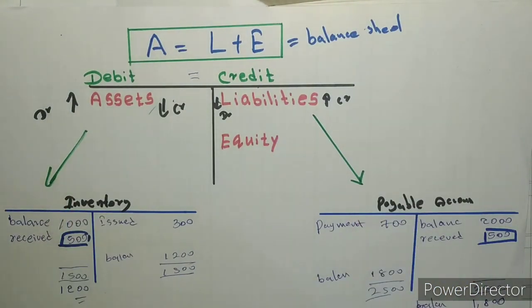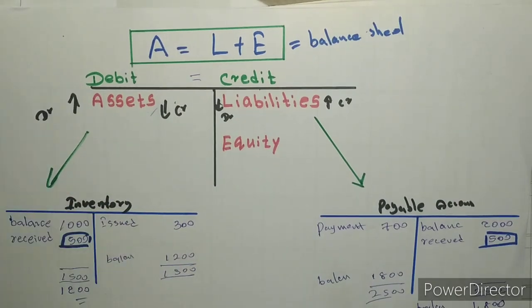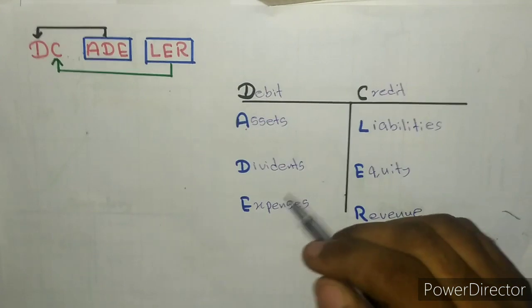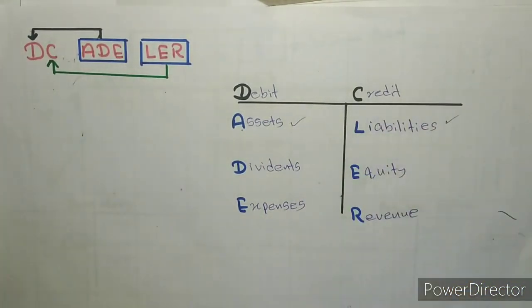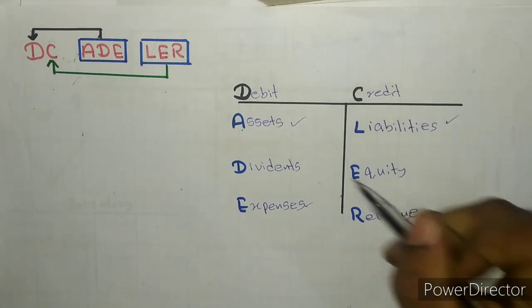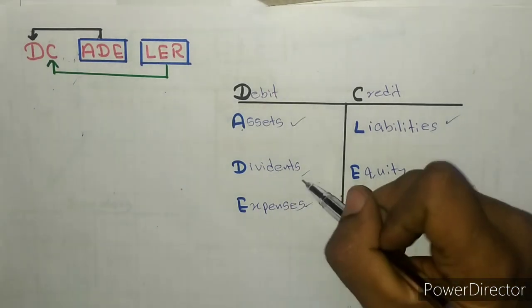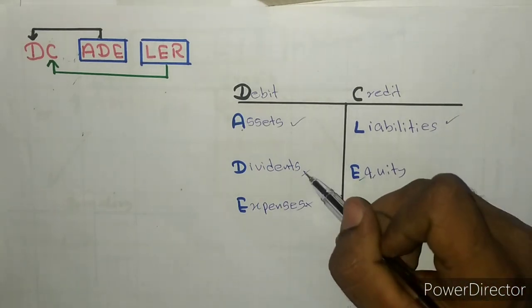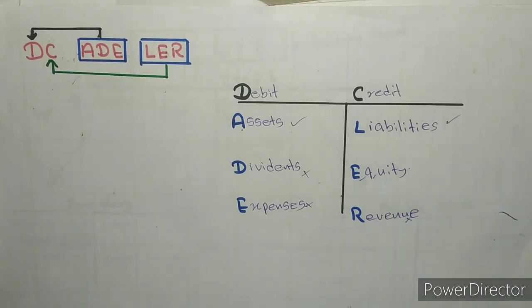Now for the second half of the DEALER concept. Okay, we can focus on the second half. So far we have always been talking about assets and liabilities. The other three letters that we have not covered yet are all connected with equity.